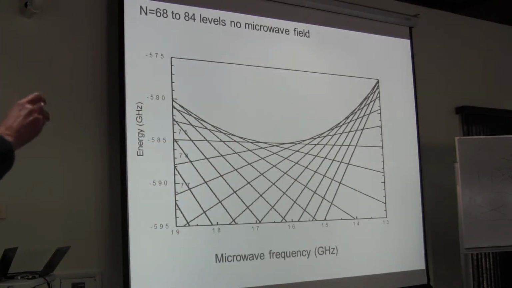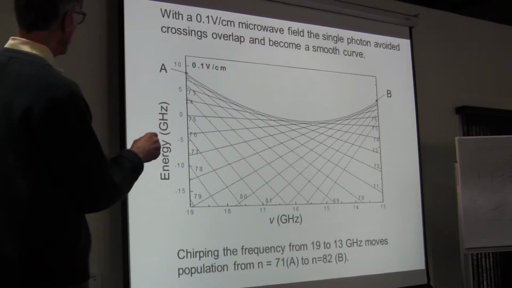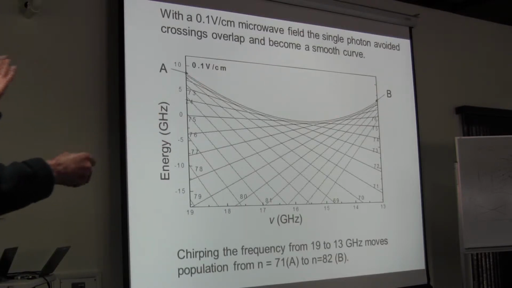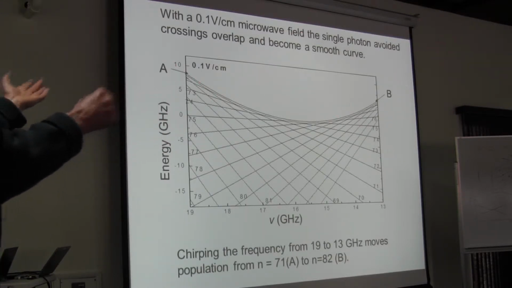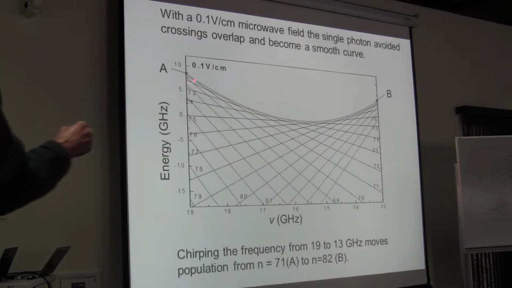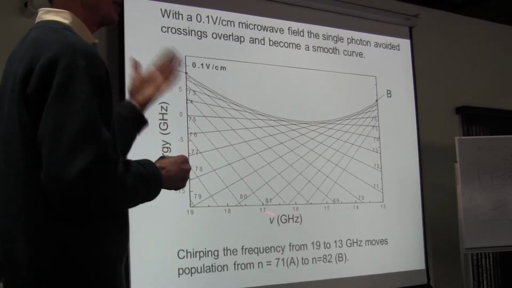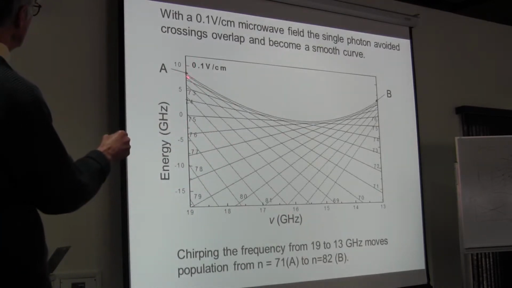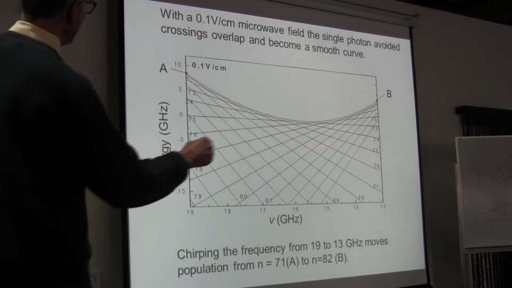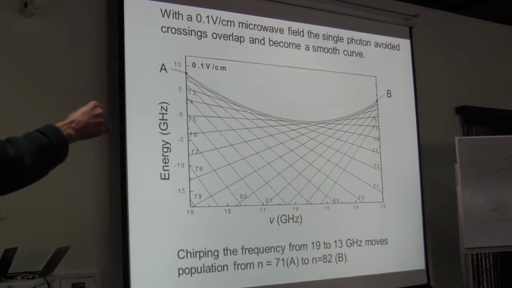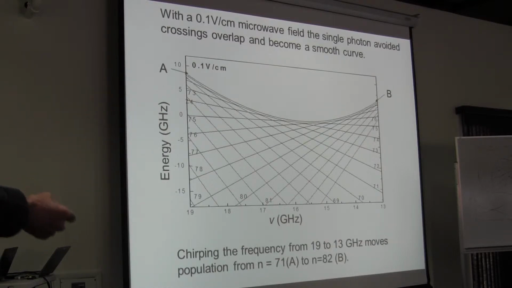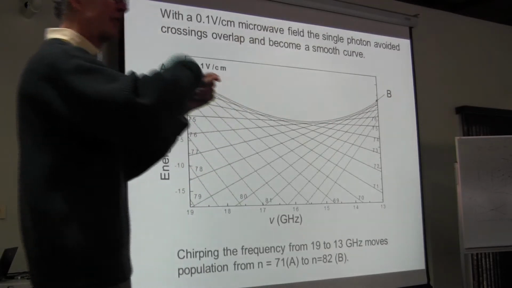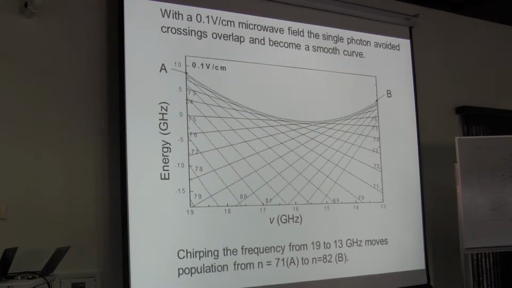Okay. So this is no microwave field. If you put on a field of a tenth of a volt per centimeter, all of those single photon avoided crossings have become just one enormous continuous level. And so this actually corresponds to the classical picture that I gave you. The avoided crossings completely overlap, and if I put the atoms at point A in n equals 71 to start with, chirp the frequency from 19 to 13, I go over to B and I wind up in n equals 82. The interesting thing is that the electron is phase locked to this motion, to the oscillating field the whole time. Actually, we have verified that.